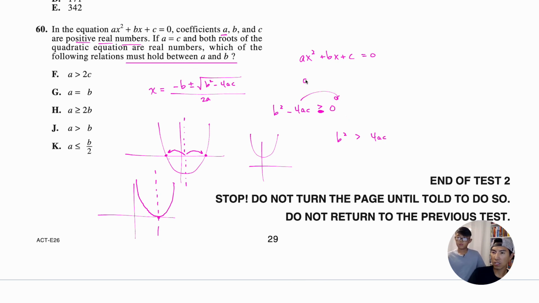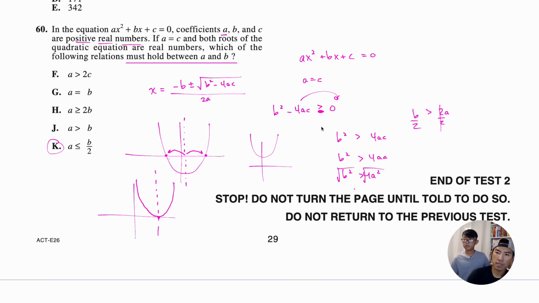A and c are equal, right? So I'm just going to make that into an a. b squared is greater than 4aa. b squared is greater than 4a squared. Let's square root everything. So b is greater than 2a. Let's put this on the other side: a is less than b over 2. All of the answers are in terms of a, so that's why we had to isolate that a.